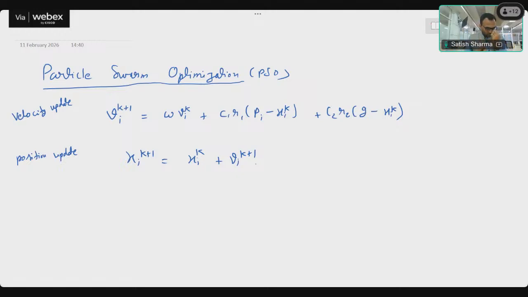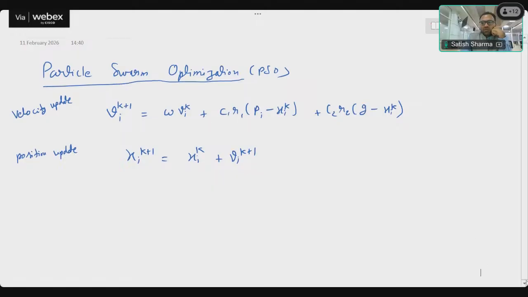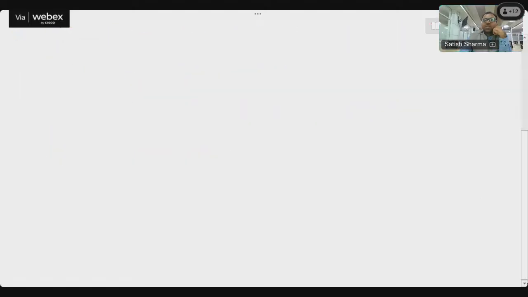Now, what is the meaning of each and every term, and what is the significance? I wanted to discuss that because you must have seen these formulas, and I think you are also aware of how to use them. But let's talk about what is the significance of these.